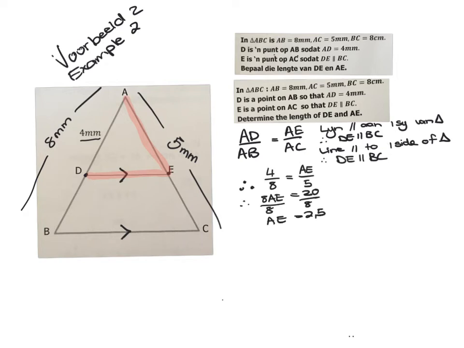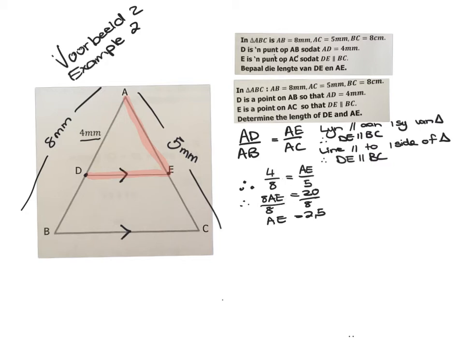Dus kan jy nou gaan en vervang die waardes wat jy het. You replace the values you've got. AD is 4. AB is 8. AE, we don't know, that's what we need. And AC is 5. Now you cross multiply. 8 times AE is 8AE.